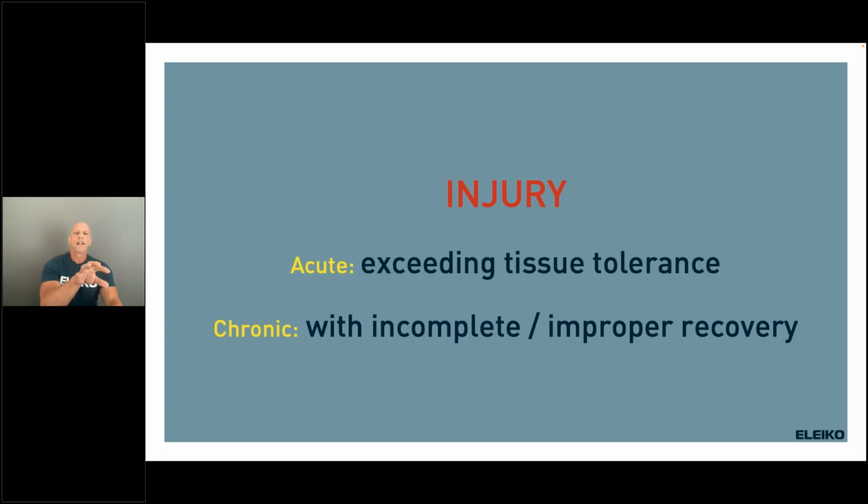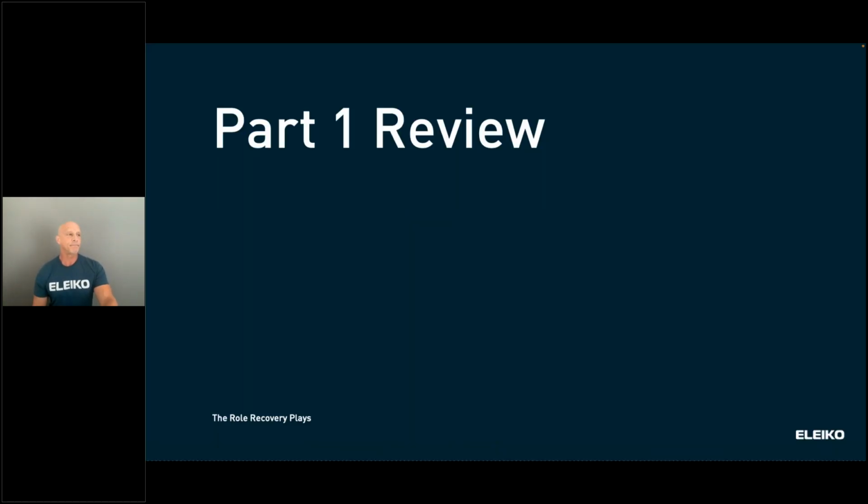Okay, so exceeding tissue tolerance is what happens acutely. From a chronic standpoint, we have incomplete or improper recovery strategies, and that's as simple as I can make it for why we get injuries and how they turn into a chronic injury.